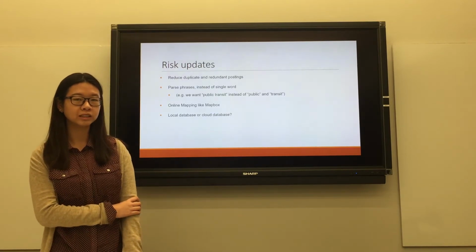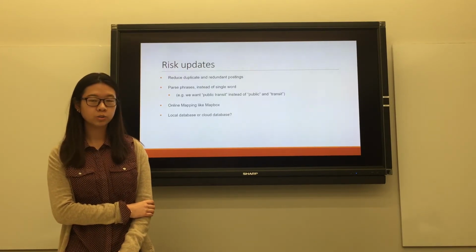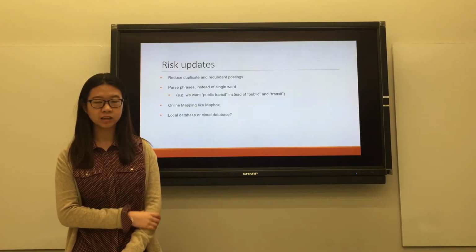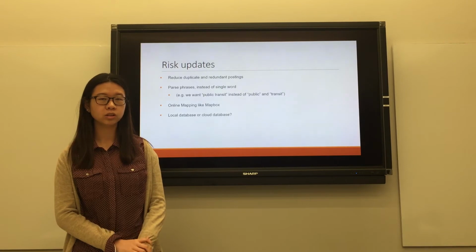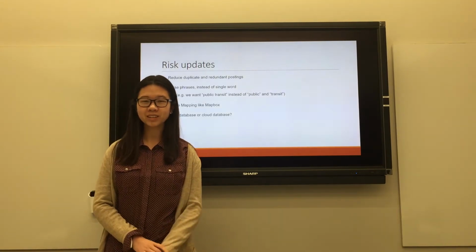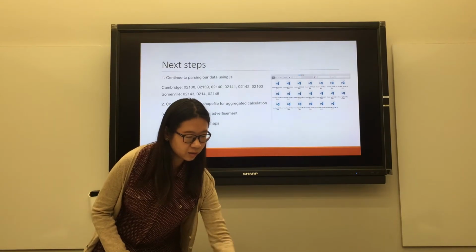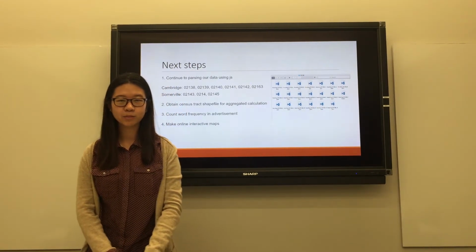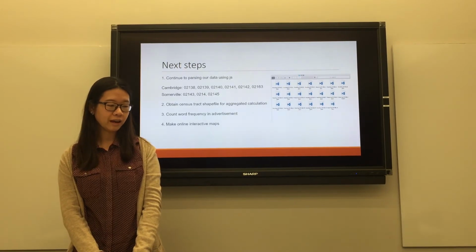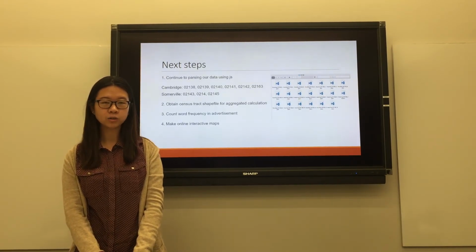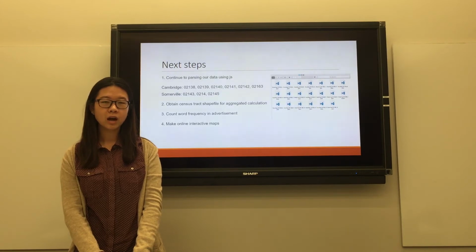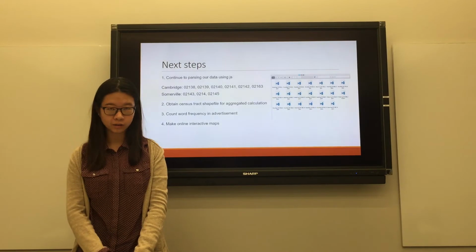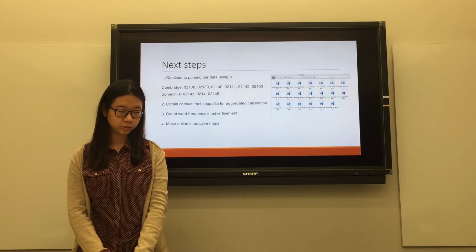And the last point is the database storage. So we currently store our data on the local drive, but Craigslist data is huge, so we may want to use a cloud database. That's one risk. So for the next step, we definitely want to continue the parsing data process we're currently doing. We have identified several zip codes for both Cambridge and Somerville, and we're doing three of them now, and we will continue doing this.